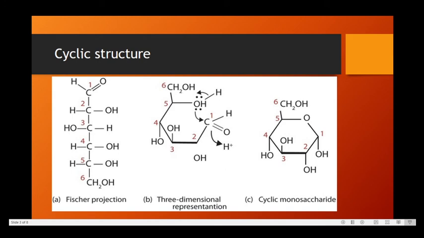But in solution, glucose molecules are present in cyclic structure, and this cyclic structure is formed by the reaction of this aldehyde carbon atom and the OH group which is present on the 5th carbon atom. So here you can see this carbon is the aldehyde carbon atom or carbon number 1, and this OH group is attached to this 5th carbon atom. Now the reaction between this OH group and this carbon will lead to the formation of the cyclic structure of glucose.